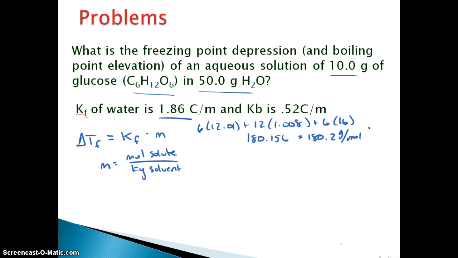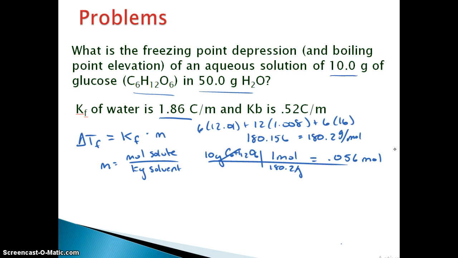And so then we can convert our 10 grams of glucose, C6H12O6, using our train tracks. 180.2 grams is 1 mole. And then we can get our answer because our grams are canceled and we're left in moles, and that came out to be 0.0555, which rounded to 0.056 moles of glucose.